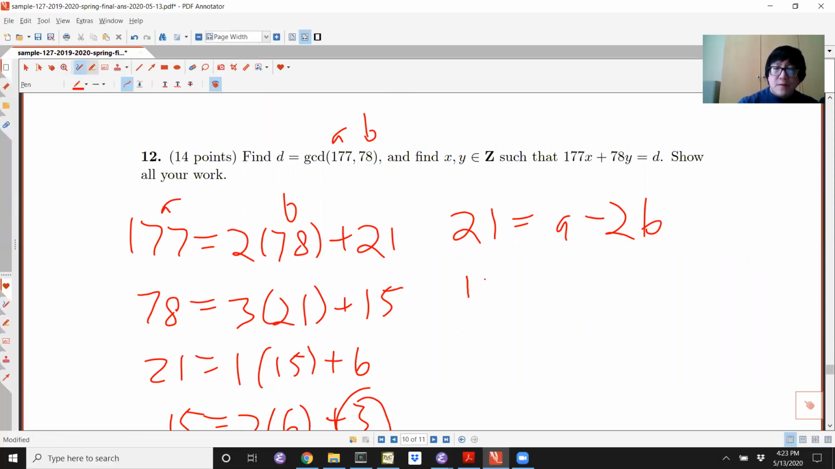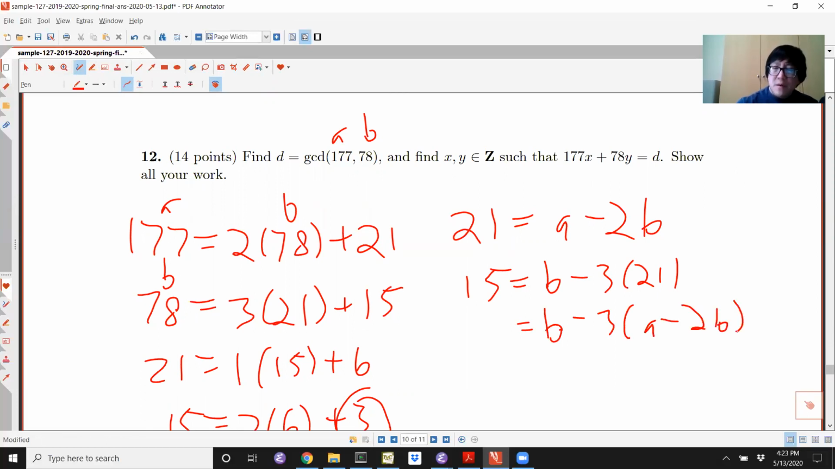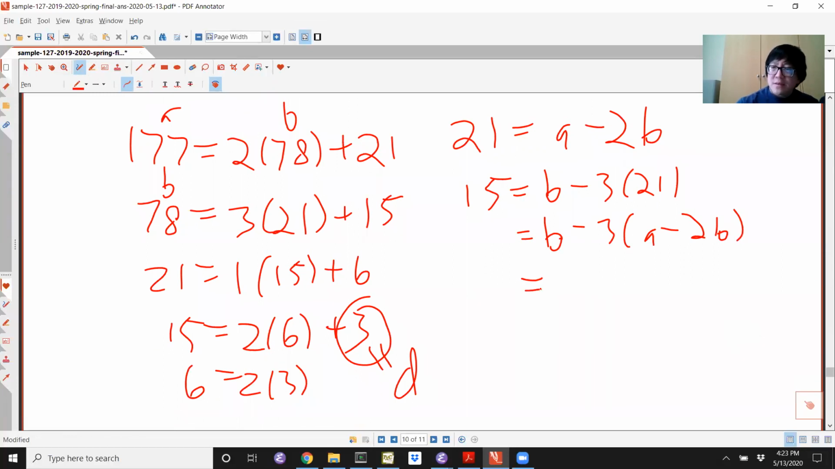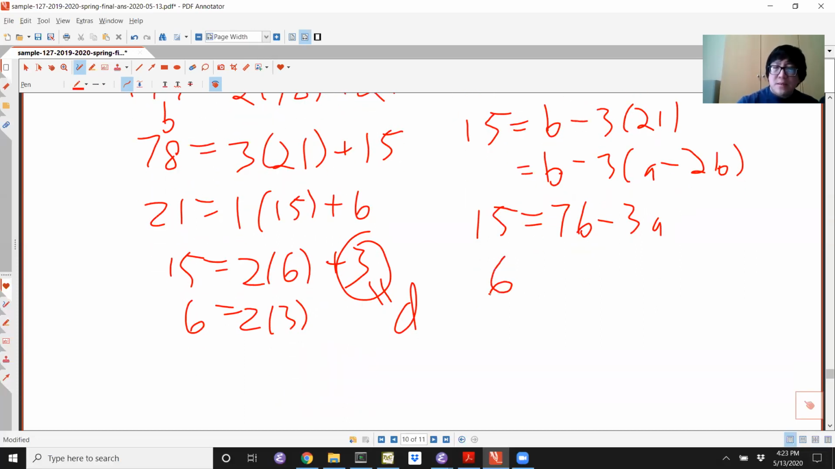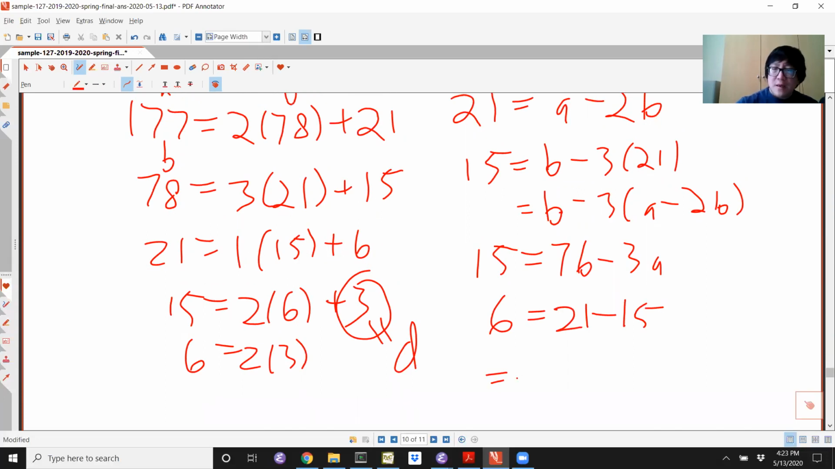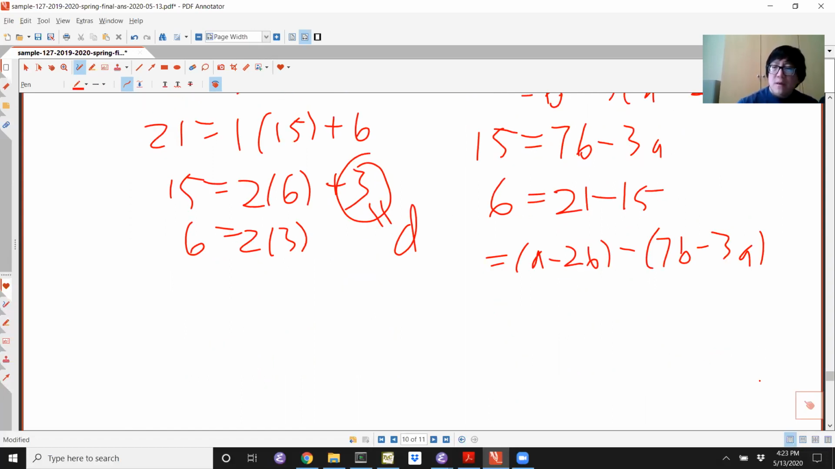Next, we see that 15, this is still B, is equal to B minus 3 times 21, which is B minus 3 times A minus 2B, which is equal to, minus 3 times minus 2 is 6B, plus 1B is 7B, minus 3A. So that's 15. 6 is equal to 21 minus 15, which is A minus 2B minus quantity 7B minus 3A, which is equal to 4A minus 9B. That's 6.